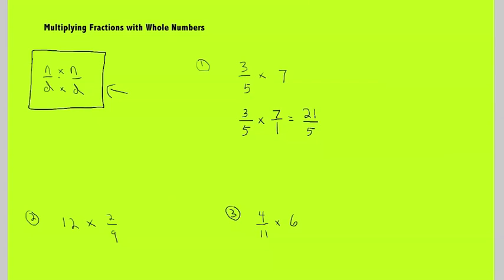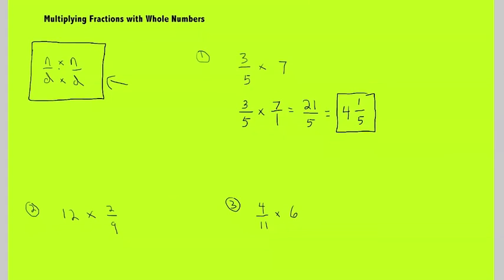And then from there, obviously this is an improper fraction. We have to go ahead and switch it into a mixed number. And of course we have a video to help you out with that if you need help. To do this one, let's do this: 21 divided by 5. 5 goes into 21 4 whole times, because 4 times 5 is 20. There's 1 left over, and our denominator stays as 5. So 3/5 times 7 equals 4 and 1/5. Let's move along to example number 2.